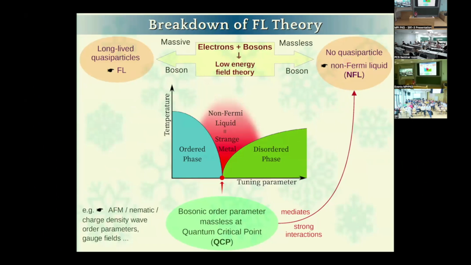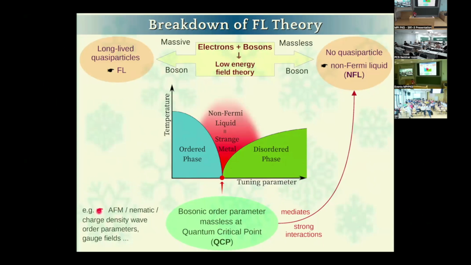And one such important example, where we can find these non-Fermi liquid signatures, are quantum critical points, which I'm going to focus on in this talk. So let us look at this phase diagram where we have temperature along the vertical axis and some tuning parameter along the horizontal axis. And there is some continuous phase transition between an ordered phase and a disordered phase, which can be explained with the help of a bosonic order parameter. This bosonic order parameter becomes massless right at the quantum critical point, and then it can mediate very strong interactions between these fermionic quasi-particles, ultimately leading to their destruction.